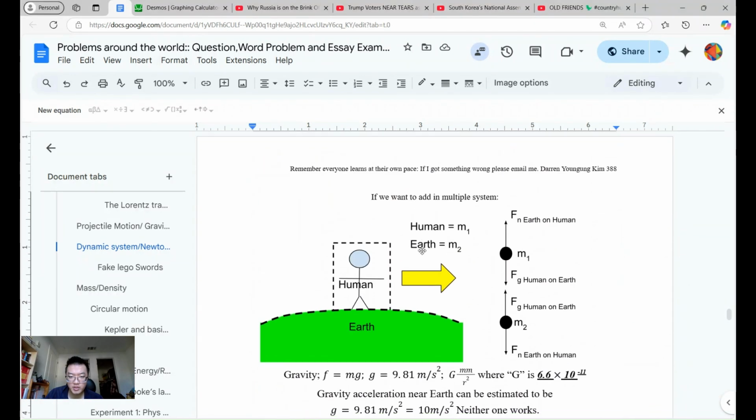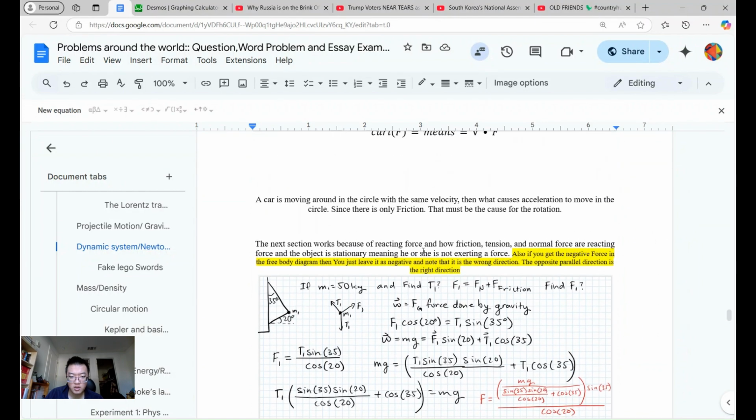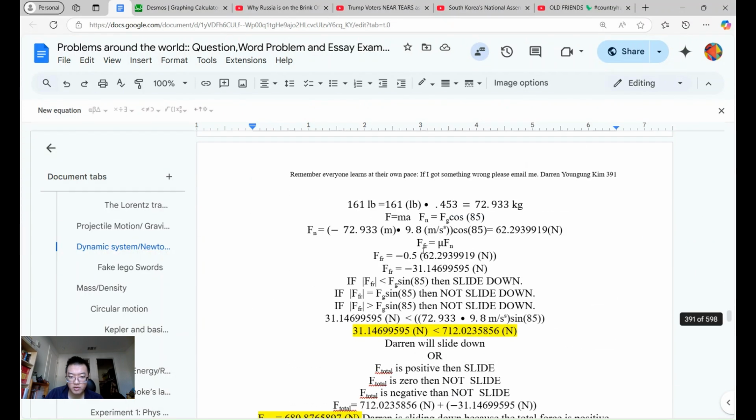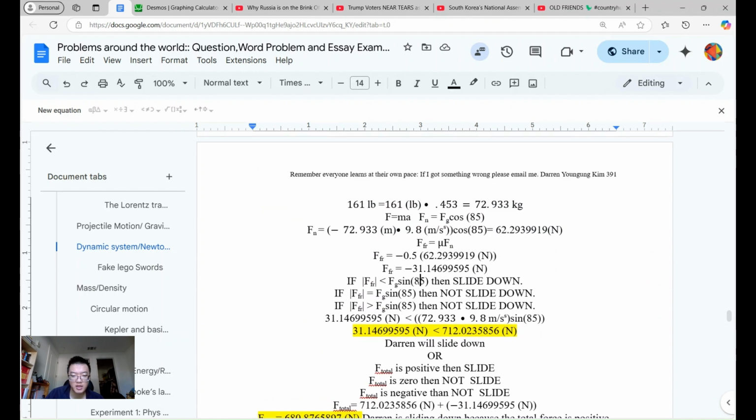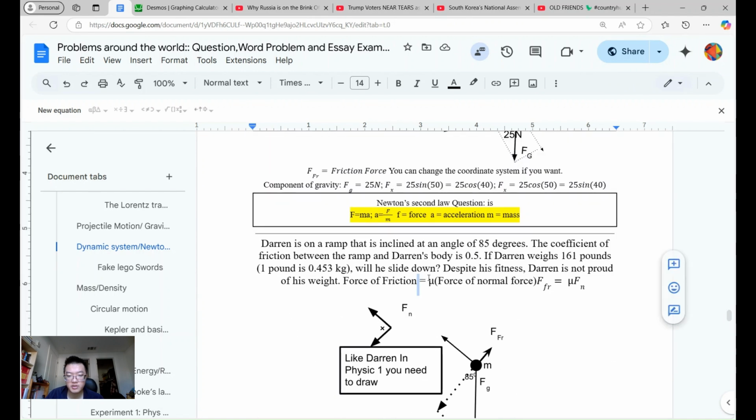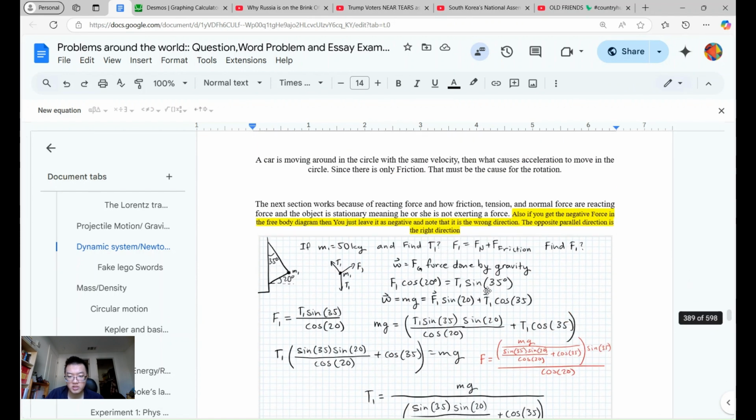Oh, I forgot to mention something here actually. If you look at the force diagram over here, this is an awful question because I put 89 degrees. So I'm going to have to redo all this. This was a bad question over here. So I'm just going to change that real quick.